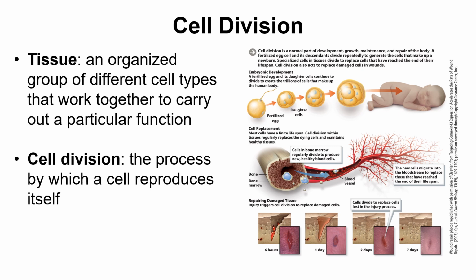A second reason is whenever cells are damaged, then they need to be replaced. And the third one is whenever you get a cut, whenever you get damage, the body needs to repair that damage. So these are three reasons why the cell will undergo cell division.